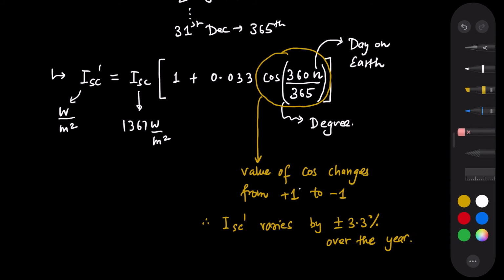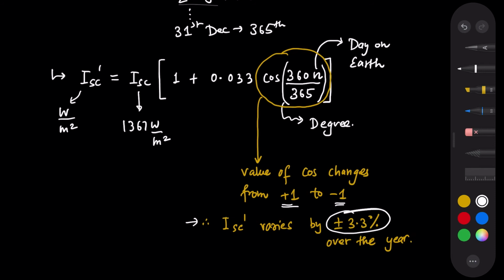Okay. So do remember, first of all, this cos theta, it is in degree. And we already know that the value of cos changes from positive 1 to negative 1. So therefore, the extraterrestrial solar radiation varies by plus minus 3.3% over the year.